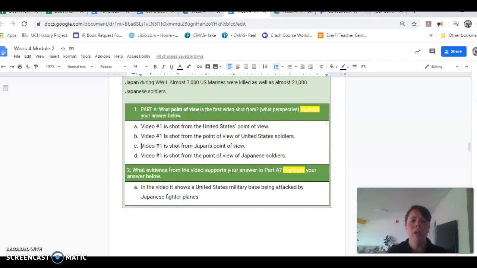And then moving on to question 2. What evidence from the video supports your answer to part A? You're again highlighting your answer to support it. So you're supporting for, let's call this part B, just so it's super clear that these are related.